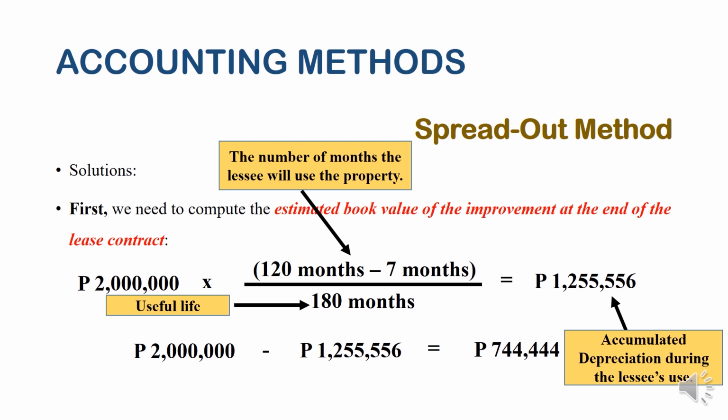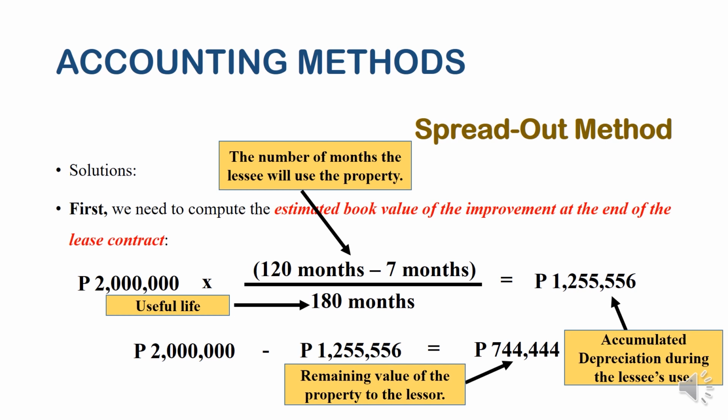So we deduct the accumulated depreciation to get the estimated book value of the improvement at the end of the lease contract. So now we have the estimated book value that is 744,444. We will now spread that amount over the remaining useful life of the lease contract. This is the remaining value of the property to the lessor, the amount that the lessor shall recognize as his income. But we will spread that over the remaining life or months of the lease contract.